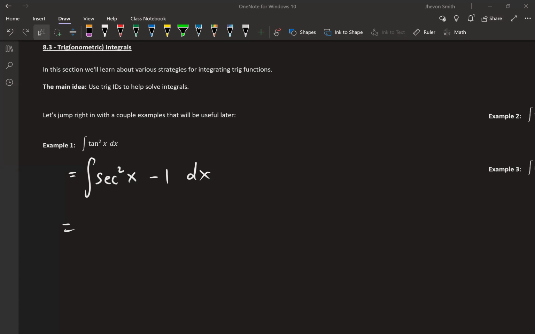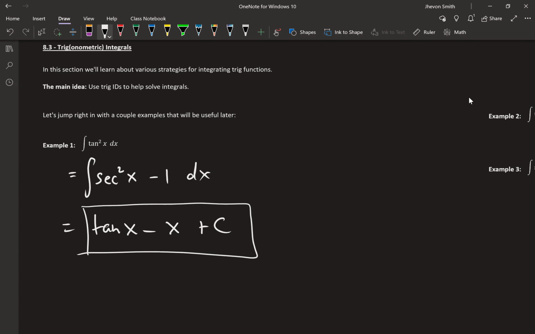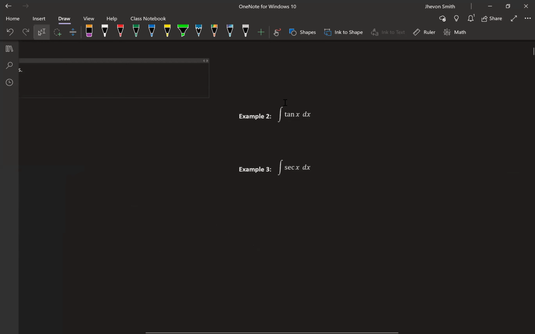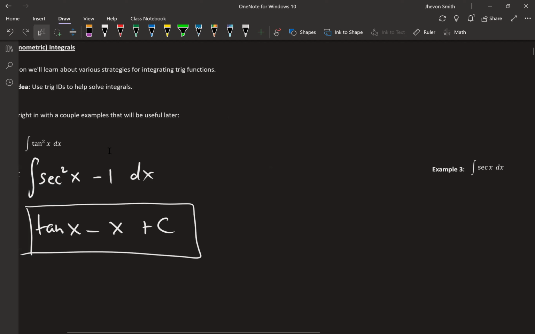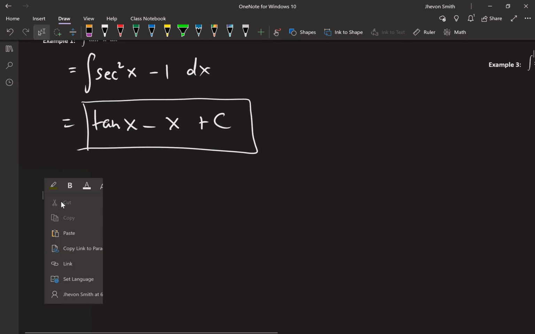Tan x. Right, it's tangent x. And of course, the integral of 1 is just going to be x. So this is tangent x minus x plus c. All right. So that was step 2. Rewrite the integral in a simpler form, quote unquote. Simpler means it looks like some basic rule that we know. That's what I mean by using trig identities to help us out. Sometimes a trig identity allows us to simplify a trig integral into a nicer form. What about this one, tangent x?